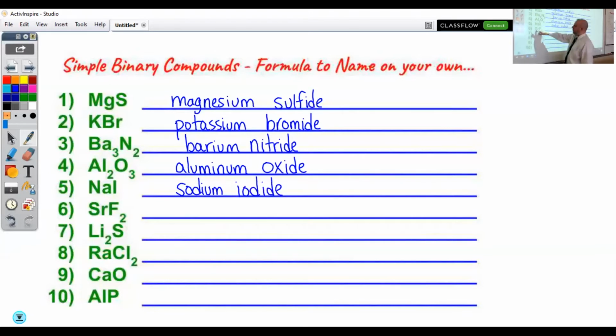In example number 6, we have strontium. Our second element is fluorine, but we're going to change that ending to fluoride. Number 7, name of the first element, lithium. Name of the second element, sulfur, but we're changing the ending to sulfide.